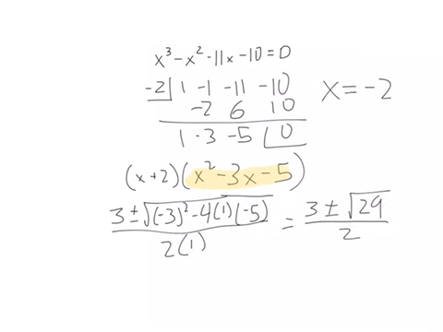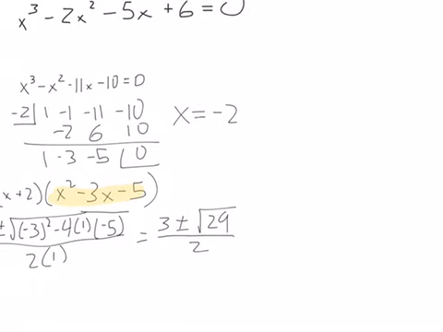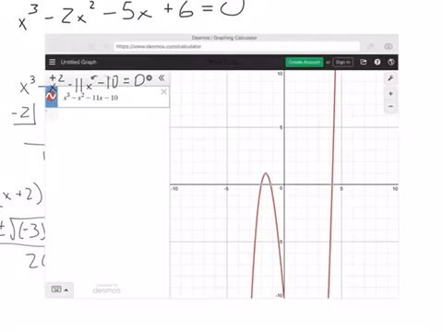So all we have to do now is say that it is x equals negative 2, throw a little comma next to it, and it is 3 plus or minus the square root of 29 over 2. Now if we look back at the graph, we've got the 0 at negative 2. If you plugged in 3 minus the square root of 29 divided by 2 into your calculator, you would get this number to the nearest thousandth. And if you did 3 plus the square root of 29 over 2 in your calculator, you would get this number to the nearest thousandth, 4.193.